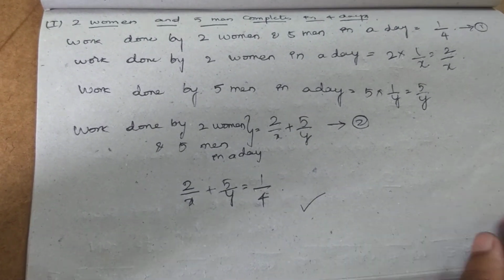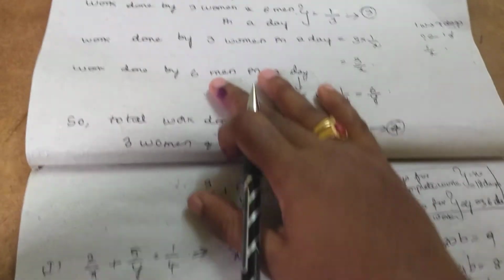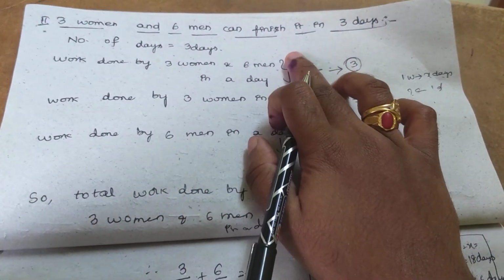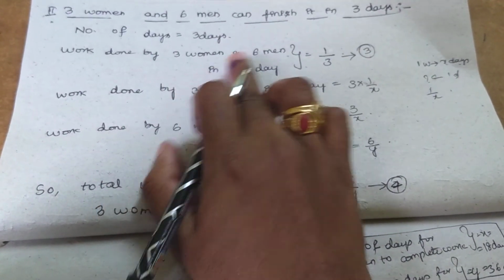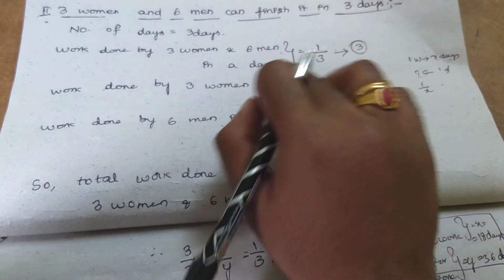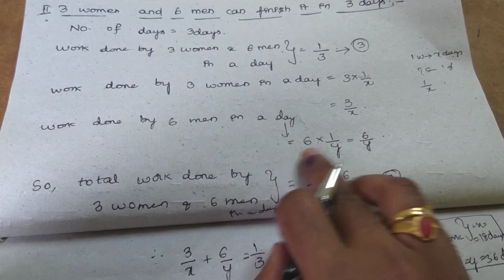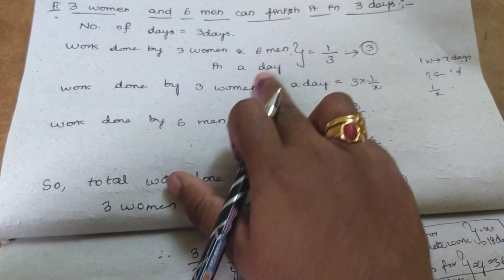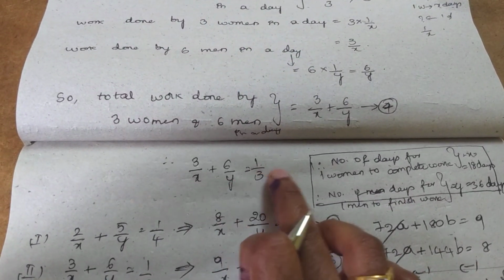Okay. After that, let's move on to the second scenario. The second scenario is 3 women and 6 men finishing the work in 3 days. So the number of days given is 3. Work done by 3 women and 6 men in a single day becomes 1 by 3. Work done by 3 women in a day, 3 into 1 by x, is 3 by x. Work done by 6 men in a day, 6 into 1 by y, is 6 by y. So the work done by 3 women and 6 men in a day is 3 by x plus 6 by y. When you compare, both will be equal, so let us equate it: 3 by x plus 6 by y equals 1 by 3.